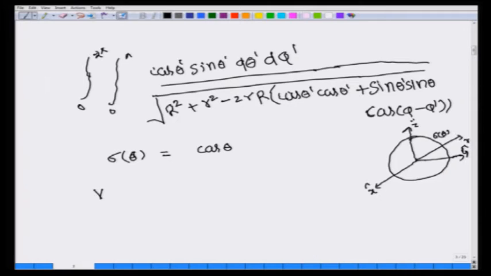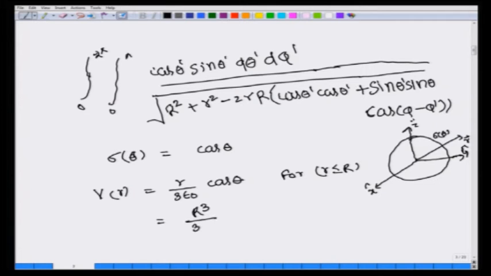at point vector r is given by this expression, which is r over 3 epsilon naught cos theta for r smaller than capital R, and for r greater than capital R, this potential is given by R cube over 3 epsilon naught cos theta over r square. So, we will use this answer to calculate this integral.